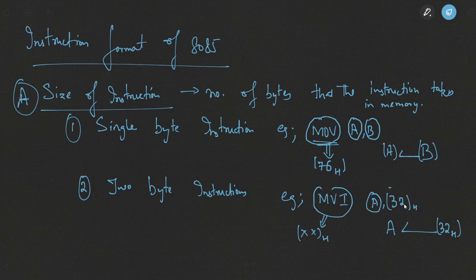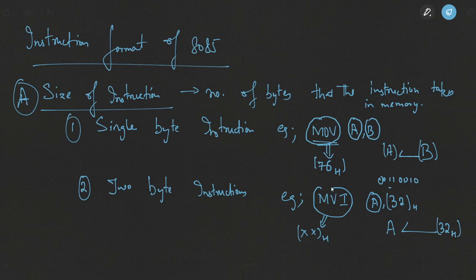Now this 32H has to be actually located somewhere in the memory. Since it's a single byte, a hexadecimal number, it will take up 8 bits. We can represent 32H in binary as 0 0 1 1 0 0 1 0. So this is 32H, and it takes up 8 bits of data.